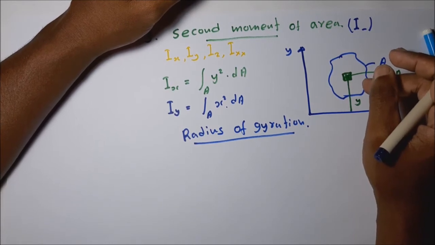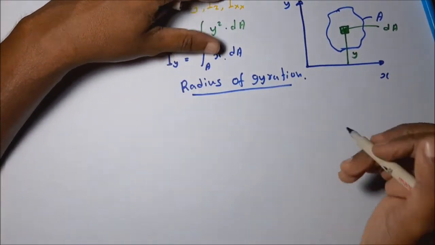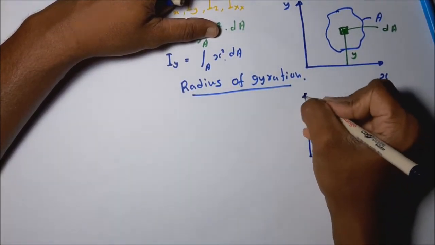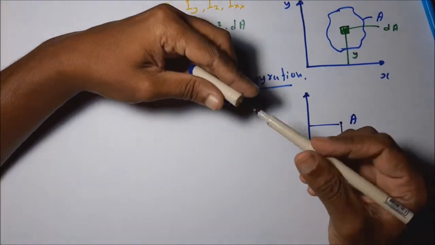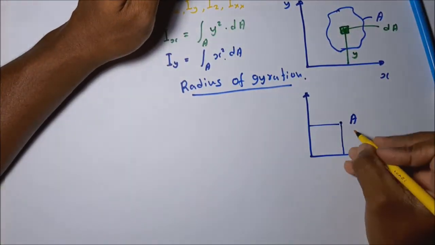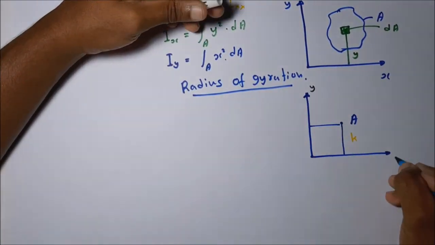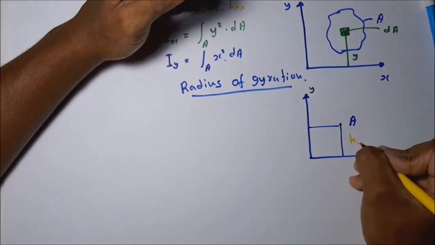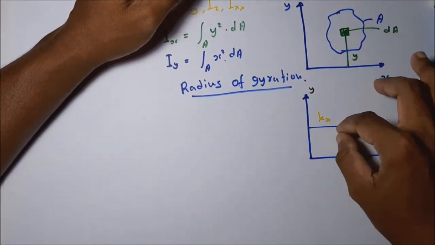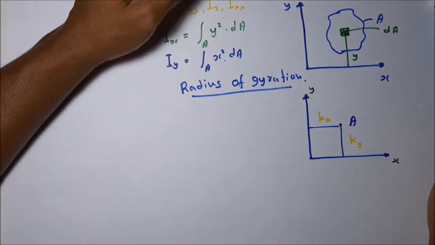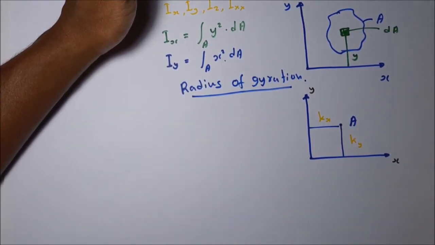Okay, radius of gyration. That means if we place this concentrated mass on this point, let's take these dimensions as ky and kx, with this the y-axis and this the x-axis. If you place this concentrated area at a point to get the same Ix and Iy value, then these kx and ky values are called the radius of gyration of the area.